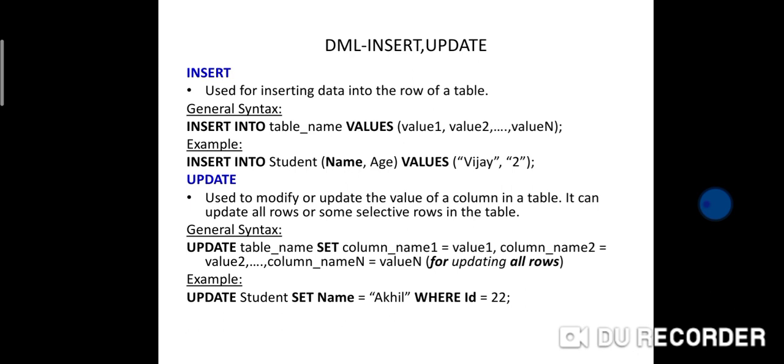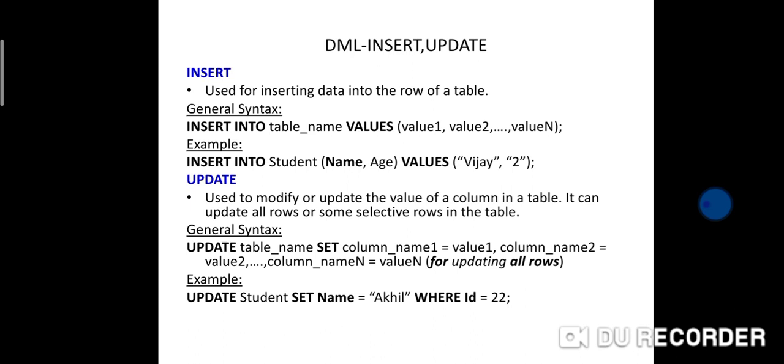Then we go for update. It is used to modify the existing data into new data. So UPDATE table name SET. SET is a keyword. Then column name is equal to value, that is name is equal to Akhil. Then we can assign a column name 2, another value we are inserting like that.